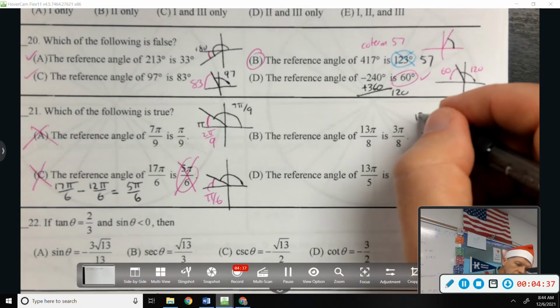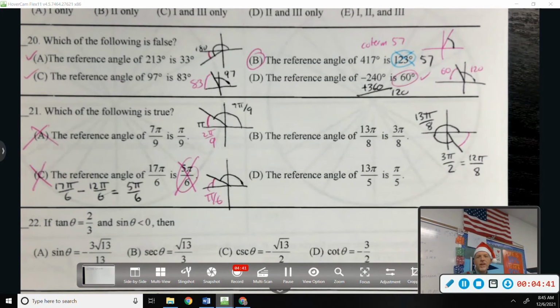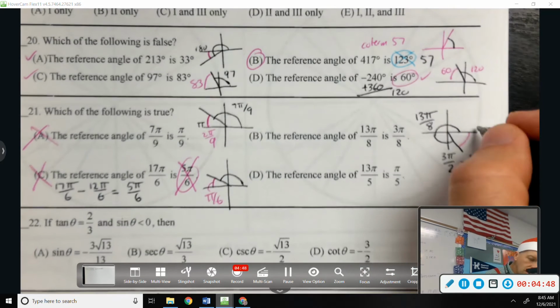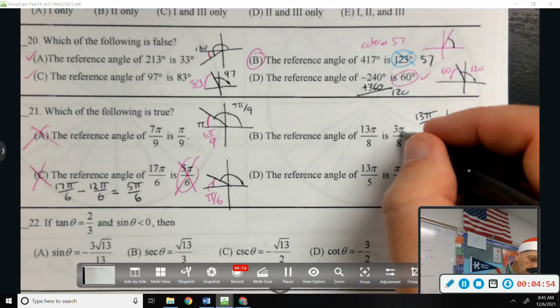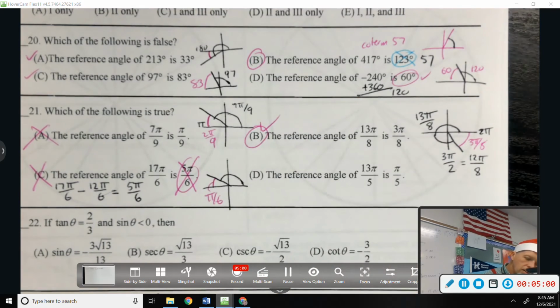So 13 over 8 puts me right there. How many more over 8 do I need to go to get to 2 pi? If I'm at 13 over 8, how many more to get to 2 pi? Would be 3. Would be 16 over 8. So 3 pi over 8. So yeah, that works.